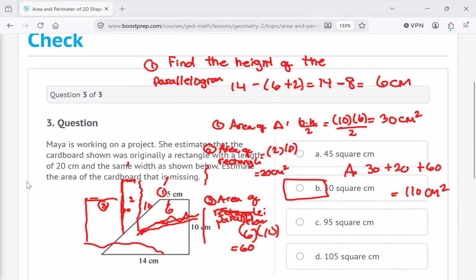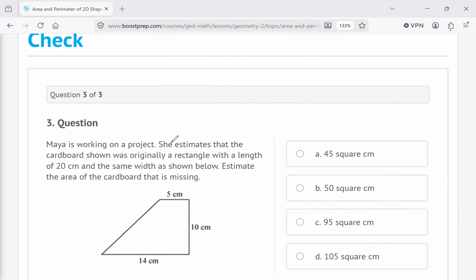Let's do question 3. So question three says Maya's working on a project. She estimates that the cardboard shown was originally a rectangle with a length of 20 centimeters and the same width as shown below. Estimate the area of the cardboard that is missing.